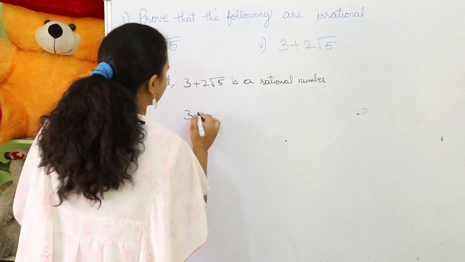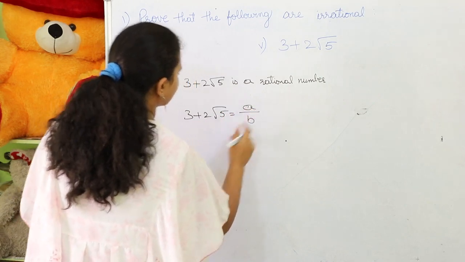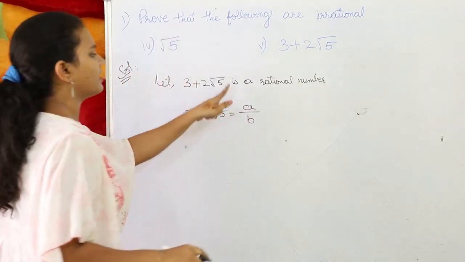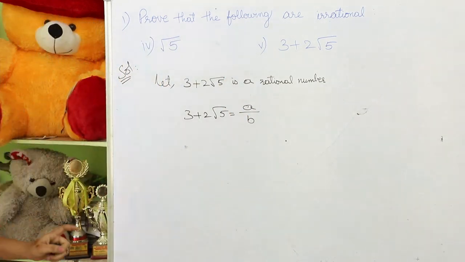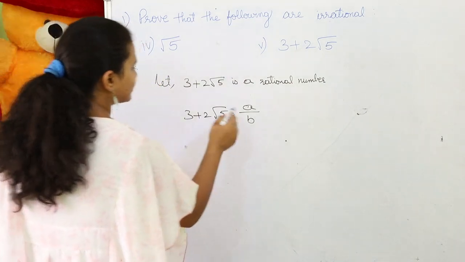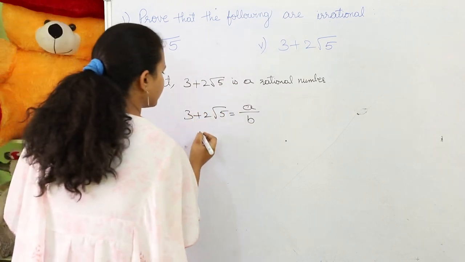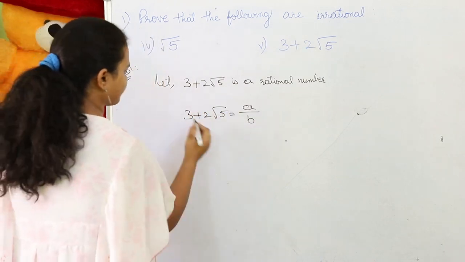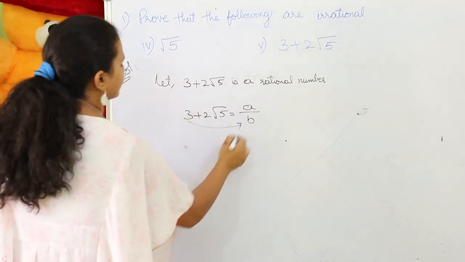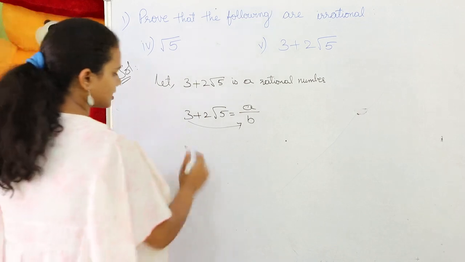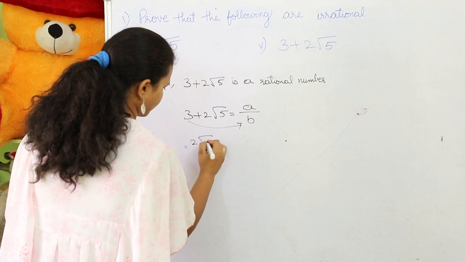So 3 plus 2 root 5 equals a by b. I have considered a by b because I assumed that 3 plus 2 root 5 is a rational number, where a rational number is always in the form of p by q, q is not equal to 0, and p and q are integers. Now you transpose this plus 3 to the other side. It becomes minus 3, since when I transpose, the positive sign becomes negative, as we have known from a very early age.